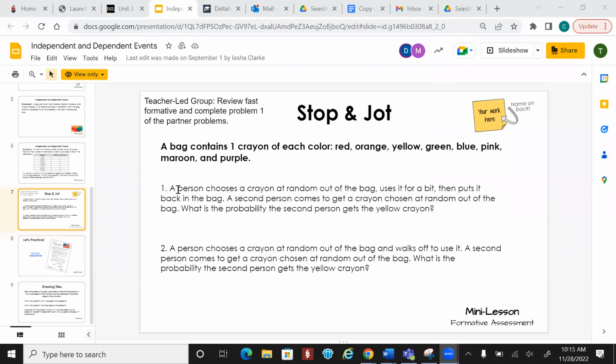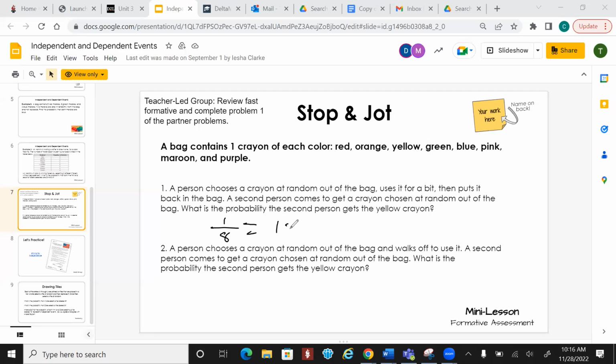So on the first one, it says a person chooses a crayon at random out of the bag, uses it for a bit, puts it back in the bag. Second person comes to get a crayon, chooses at random out of the bag. What's the probability the second person gets a yellow crayon? So how many crayons do we have in total? 1, 2, 3, 4, 5, 6, 7, 8. Yeah, cool. It doesn't even matter about the first person, unfortunately. The first person did not matter in this story. So that's going to be 1 out of 8, or for those of you who did a percentage, that's going to be 12.5.